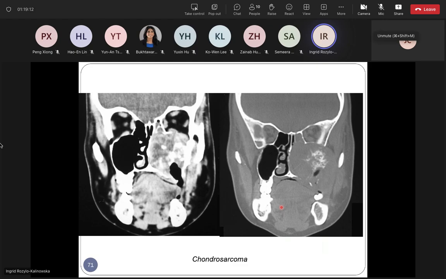I attended one of the courses for residents in another city in Poland, in Kielce, and there was a professor who at that time was the head of a radiology department in the oncological center in Warsaw, and she was talking for more than half an hour about just chondrosarcoma and osteosarcoma.